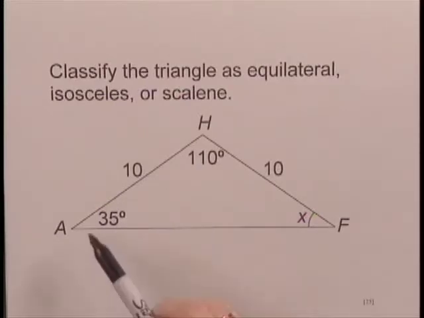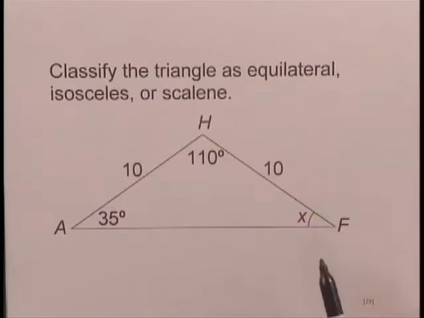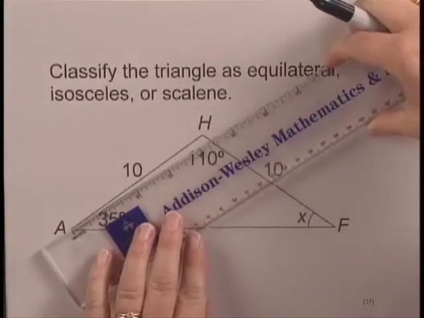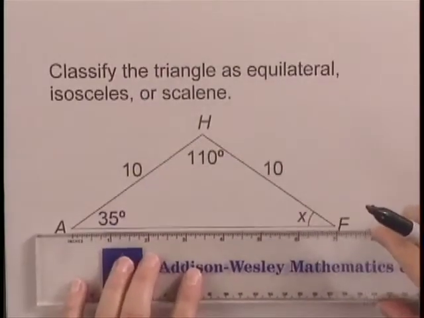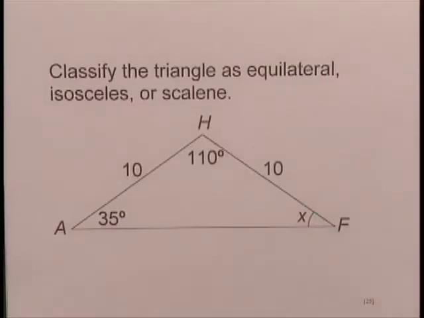Looking at the triangle, we see that two sides are labeled with length 10, so we know that those two sides are the same length. If we measure AH, that's about 4¼ inches. AF is close to 7 inches. So AF is a different length from AH and HF.